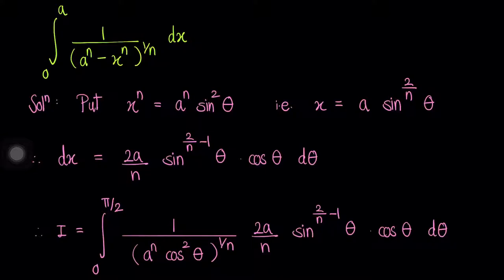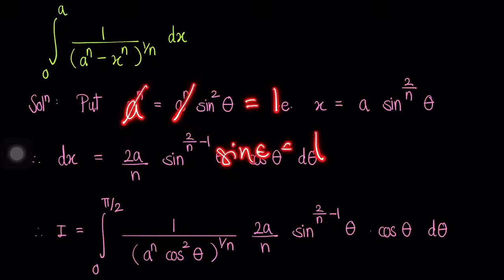Now check the limits. When we put x equal to 0, this a raised to n sine square theta is going to be 0. So this implies sine theta is 0, so sine theta equal to 0 will imply theta will be 0. So when x is 0, theta is going to be 0. And when x is a, then if we put a here, we will have a raised to n equal to a raised to n sine square theta. Now this a raised to n and this a raised to n get cancelled. So sine square theta will be 1, so sine theta will be 1. So this implies theta will be pi by 2.